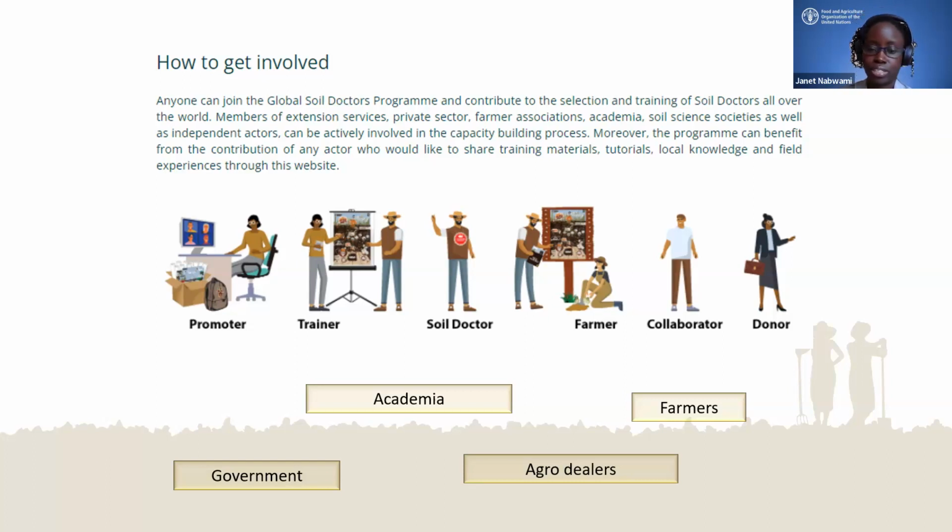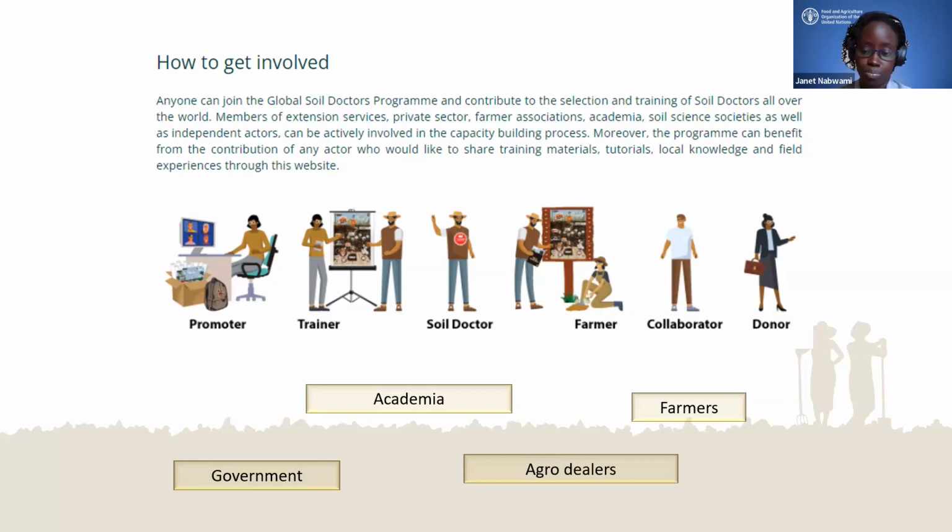And the promoter then helps with identifying trainers who can train soil doctors. And a soil doctor mainly is a champion farmer, a farmer that is willing, on a voluntary basis, to explain, to interact with other farmers, to transfer knowledge to them about sustainable soil management. So the soil doctor should be willing to actually train other farmers.